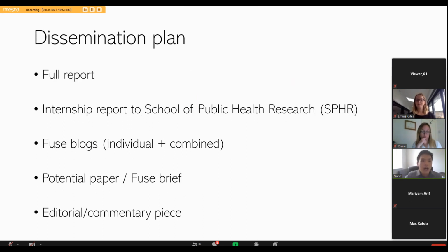So the dissemination plan. We're going to do a full report, including a 3,000-word literature review. There's going to be an internship report back to the funding body. As my colleague has mentioned before, there's going to be a FUSE blog, individual and combined, a potential FUSE briefing for future policy makers, and then also an editorial and commentary piece about COVID-19 and the effect it's having on the weight of people with serious mental illnesses.